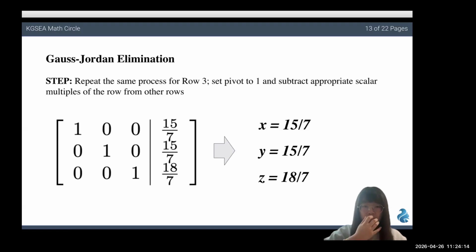Unlike row echelon forms where back substitution was needed, reduced row echelon form directly provides the solution.